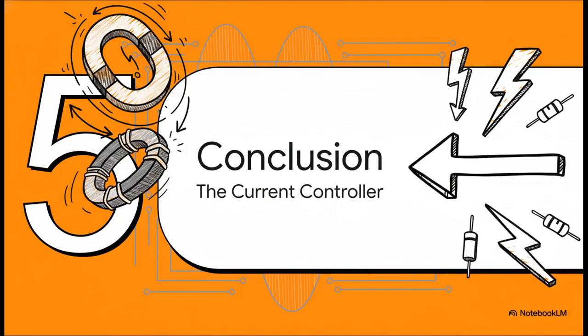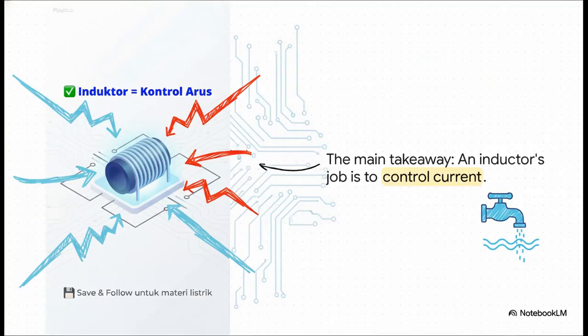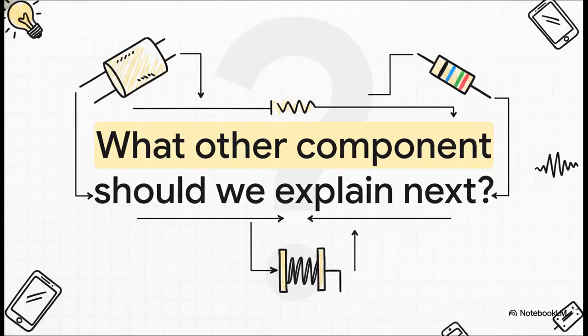Let's wrap this up. If you take away just one thing from all this, let it be this. An inductor is a current controller. That's its whole purpose in life. Everything else it does, the filtering, the smoothing, the energy storage, it all comes back to that one core job of managing the flow of current by resisting change. Of course, inductors don't work alone. They're part of a team, working with other components like capacitors and resistors to make all of our amazing gadgets work.